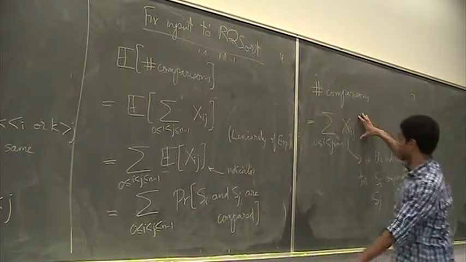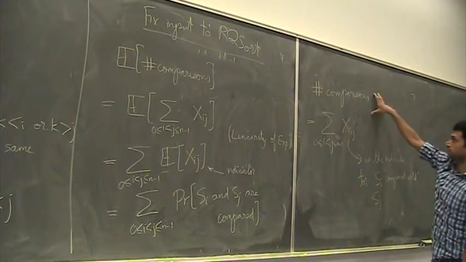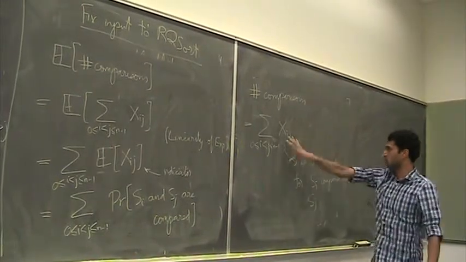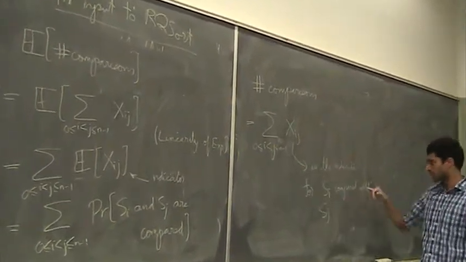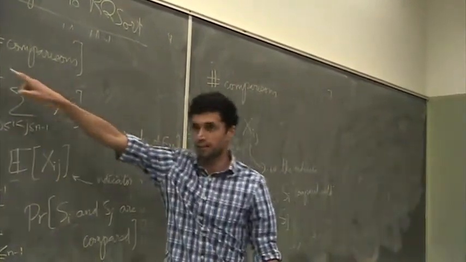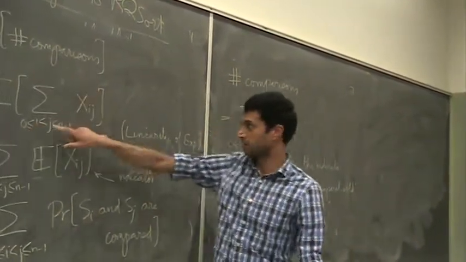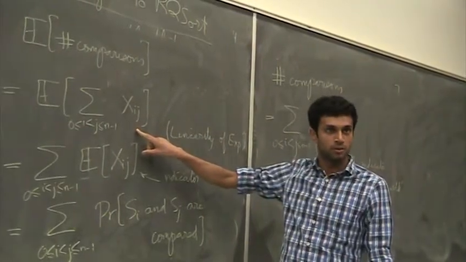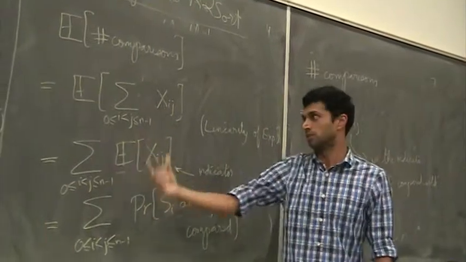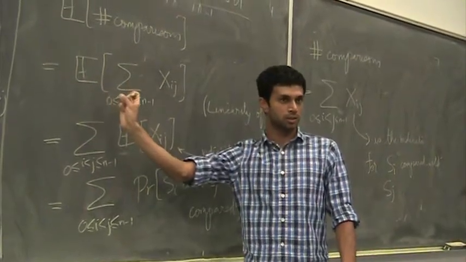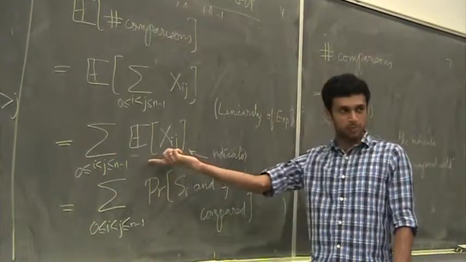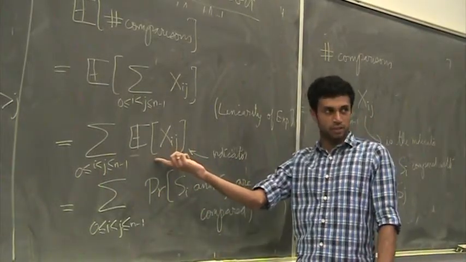That's actually written here. So the number of comparisons I'm going to write in this way: the summation of xij, where xij is the indicator for si being compared with sj. Now that I write that, I take the expectation of this sum. Now I do this magic step: I use linearity of expectation, so I switch the sum and the expectation. So I have the sum over i less than j of the expectation of xij.